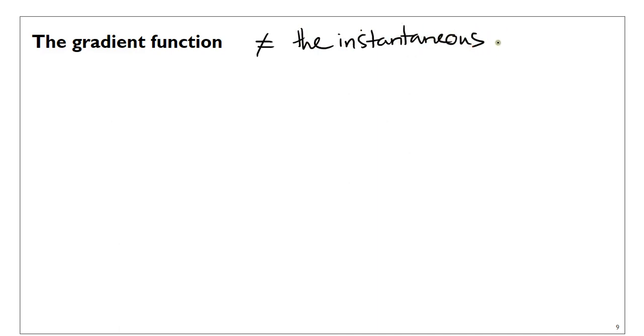The gradient function is not the instantaneous rate of change, because the instantaneous rate of change is supposed to be a number, whereas the gradient function is a rule. Sometimes they coincide, if the gradient function is a constant, but most of the time it's not necessarily the same thing. So I will talk about the difference.